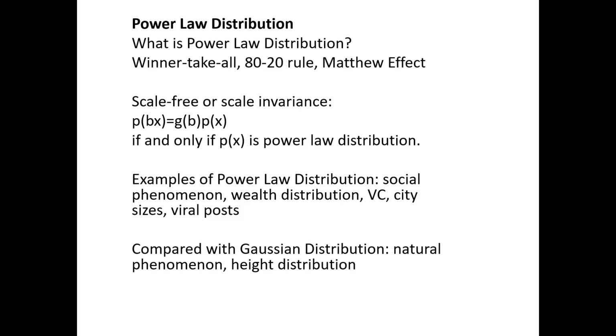So in mathematical terms, the probability of B times X, where X is the random variable and B is a scaling factor, equals some function G of B times the probability of X. You can prove mathematically that this holds if and only if P of X is a power law distribution. That scale-free property is maintained.